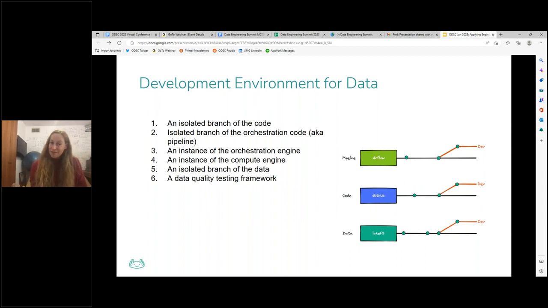By the way, if you are an analyst and you are writing SQL statements, those should still be managed and version controlled in Git. And dbt can help you do that, but you can also do that on your own.